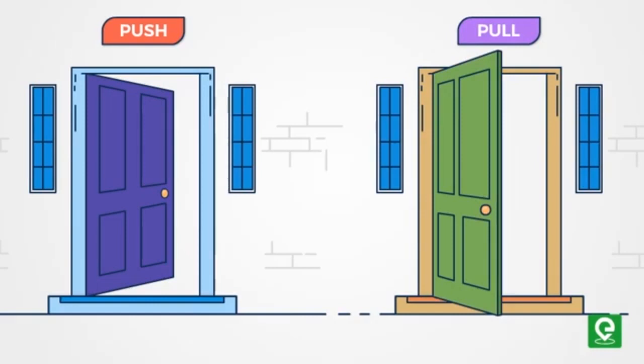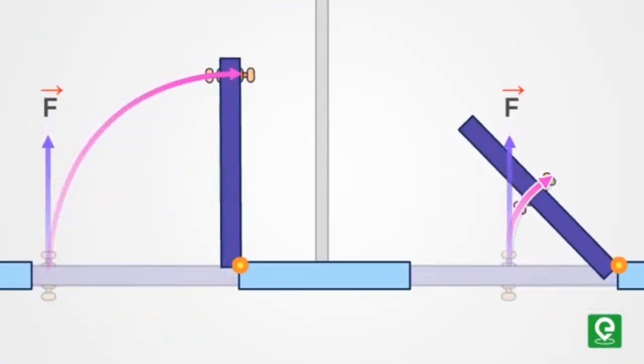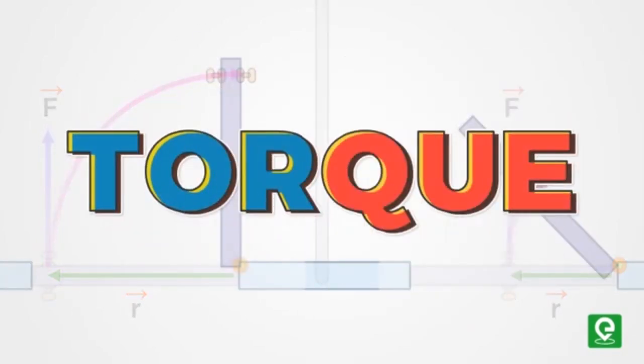If you remember what we learnt in kinematics, the word push or pull represents force. We are applying the force on the handle of the door in order to rotate the door, but in this case, the force alone is not responsible for this rotation. There is something else in action here. It is the distance from the axis to the point at which we apply the force. This combination is known as torque.